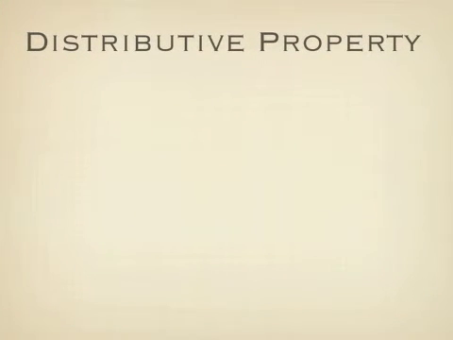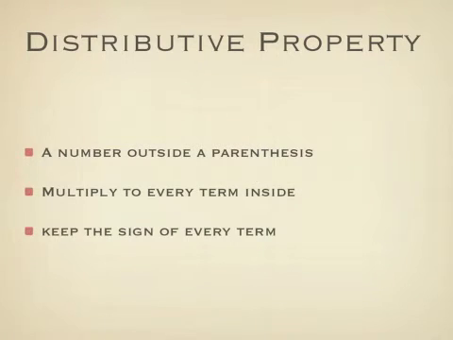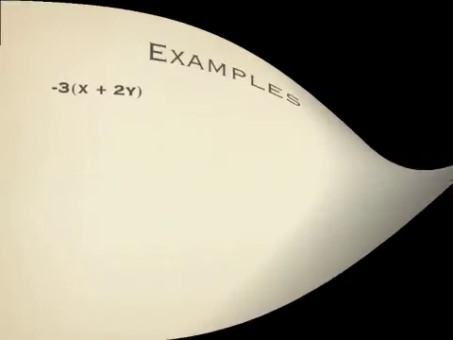Alright, so what is the distributive property? Well, the distributive property is used when you have a number outside of parentheses. And what you do is you multiply that number to every term inside the parentheses. A couple main things to remember is that you need to keep the sign of every term, including the outside.